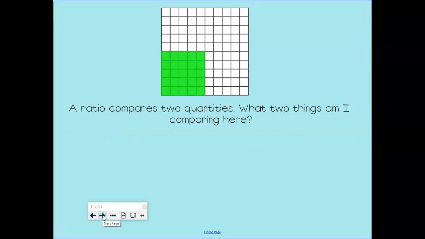Now a ratio, we know, compares two quantities. So if you look at the graphic, what two things are we comparing here? I'm comparing green, or the green units, to 100 total units. So remember, this entire model has 100 units, and I am comparing the green to the total. Not the green to the white, but the green to the total of 100.